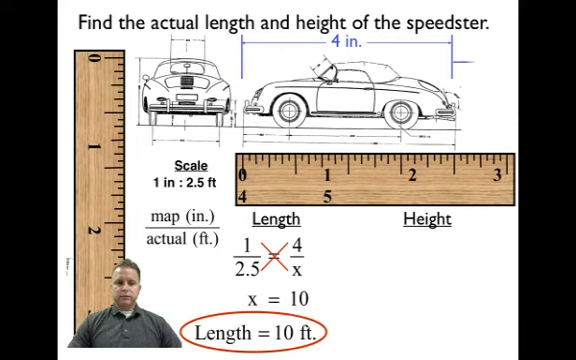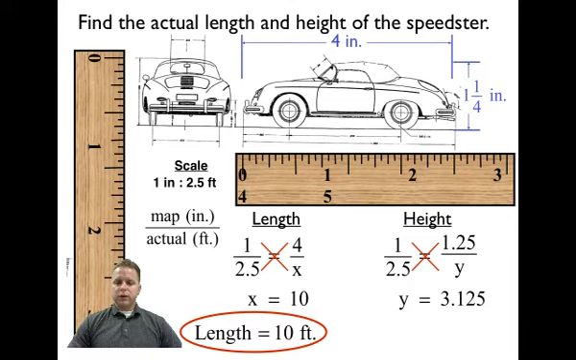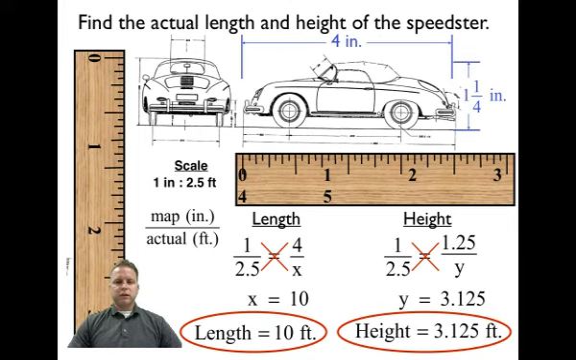Now if we measure the height, we get 1 1/4 inches. So we'll use the same scale here, 1 to 2.5 feet, equal to 1.25 to y. Cross multiply, and we get 3.125. And we're done. So the height would be about 3.125 feet. So what is that? Probably about 3 inches. No, about 1 inch. So I don't know how accurate this map is, or this ratio is, because that's a pretty low car. You're sitting pretty low to the ground. But it's a good example.